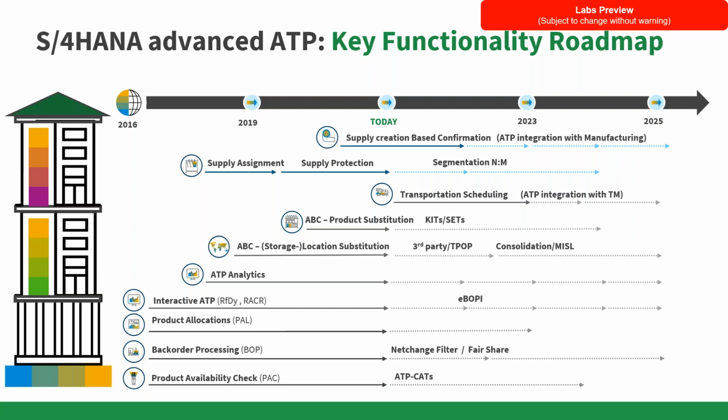The foundation functionality of product availability check, backorder processing, and product allocation are more or less there, though there are certain functionalities that we need to develop. We have the product substitution and location substitution functionality available this year, and supply assignment and supply protection functionality is also available as of now. The two main functionalities that we are currently working on are supply creation based confirmation, which is the ATP integration with manufacturing, or with PPDS, and the PPDS or ATP integration with TM. These are the two functionalities we are currently working on, and which are going to be released in future releases.